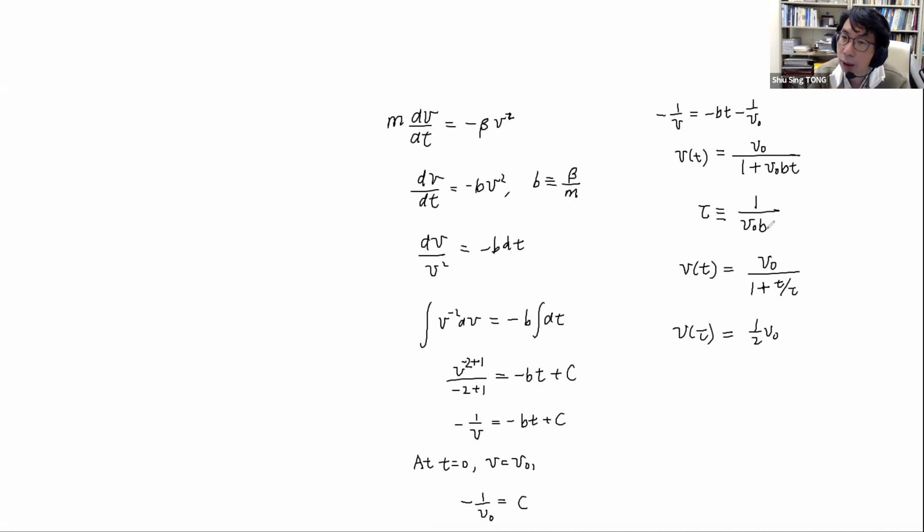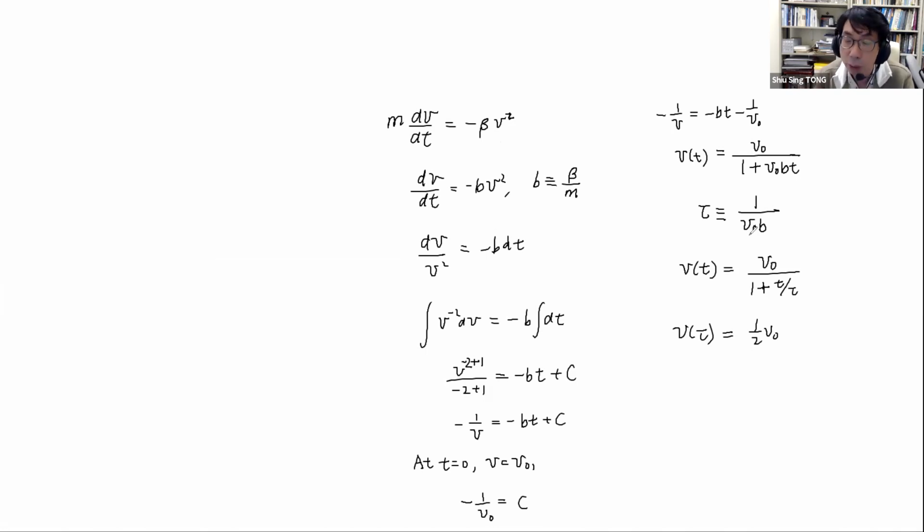the interesting feature is here. You can see that in our previous example, when the resistive force, the viscous force, is directly proportional to v, in that case the time constant, the time scale tau, is simply 1 over b, without the v naught, right? Now with the resistive force proportional to v squared, but not v, the time scale tau now contains v naught. It is the reciprocal of v naught b, which contains the initial velocity v naught.